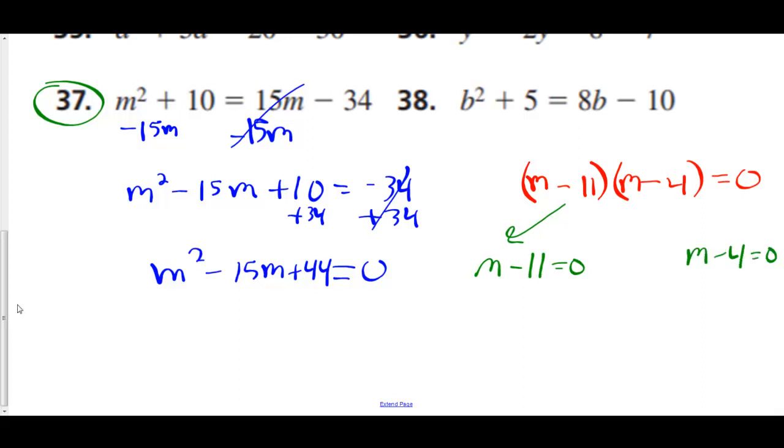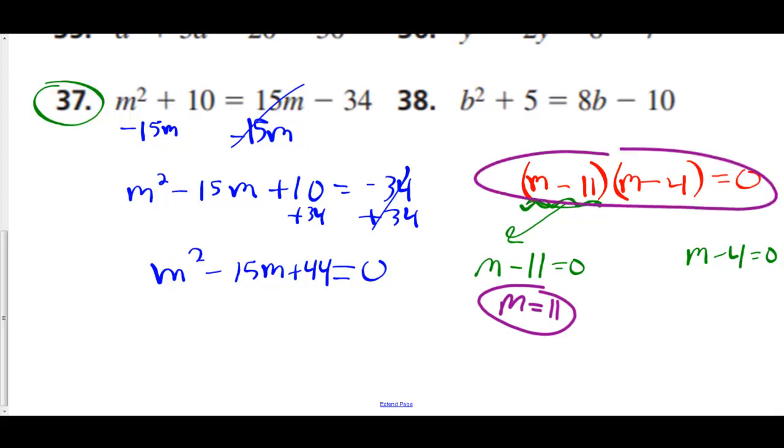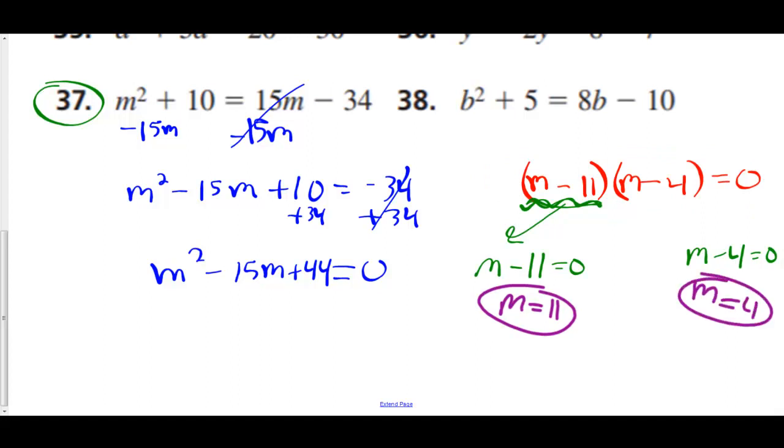Why is that? Because if this green squiggle is equal to 0, you have 0 times something, and 0 times anything is going to equal 0. So if m equals 11, which is our last step, then the whole equation is going to equal 0 here. And if m is equal to 4, that's also going to make that happen.